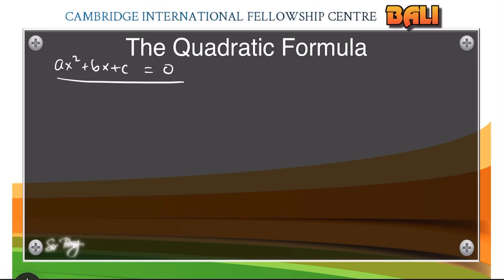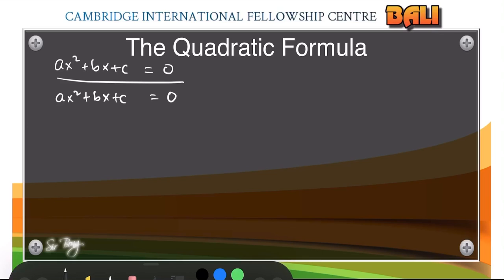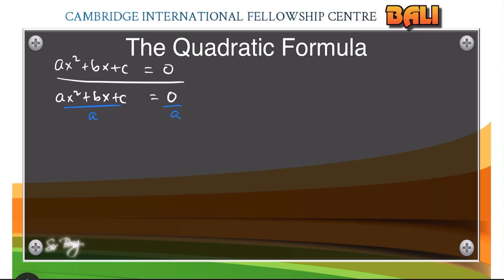Now if I'm going to divide ax squared plus bx plus c is equal to 0 on the left side by a, I also have to do it on the other side, so that I can have an expression x squared plus b over a x plus c over a. This is equal to 0. 0 divided by a is just 0. Now I say x squared plus b over a x is equal to minus c over a.